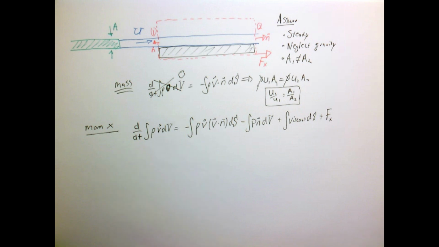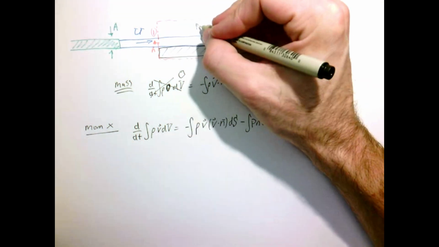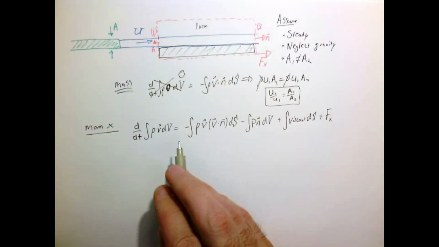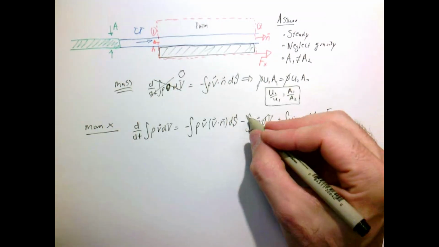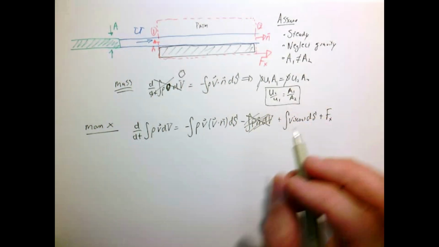So, as before, we have P atmosphere. It's a jet that's free in air, and so by the same argument as before, we're really not going to have any pressure to worry about.